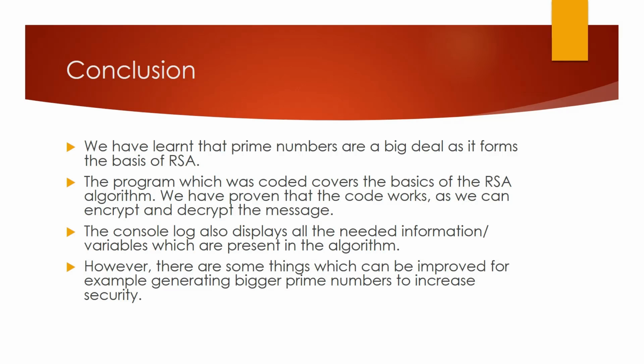In conclusion, we have learnt that prime numbers are a big deal as they form the basis of RSA. The program which was coded covers the basics of the RSA algorithm. We have proven that the code works as we can encrypt and decrypt the message. The console log also displays all the needed information and variables which are present in the algorithm. However, there are some things which can be improved, for example, generating bigger prime numbers to increase security.